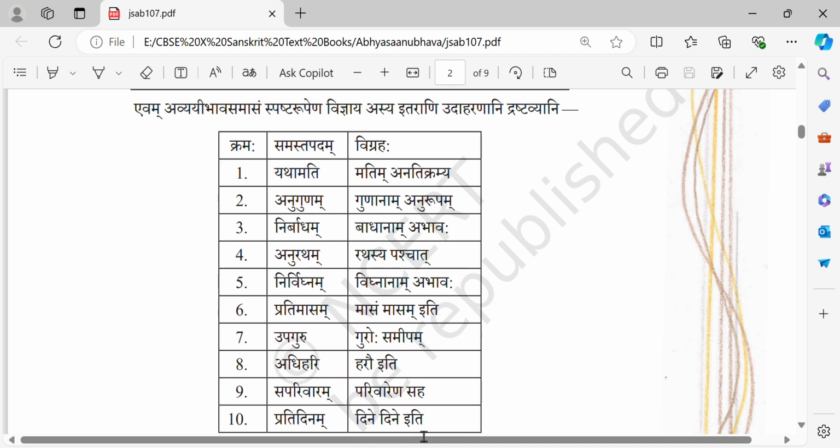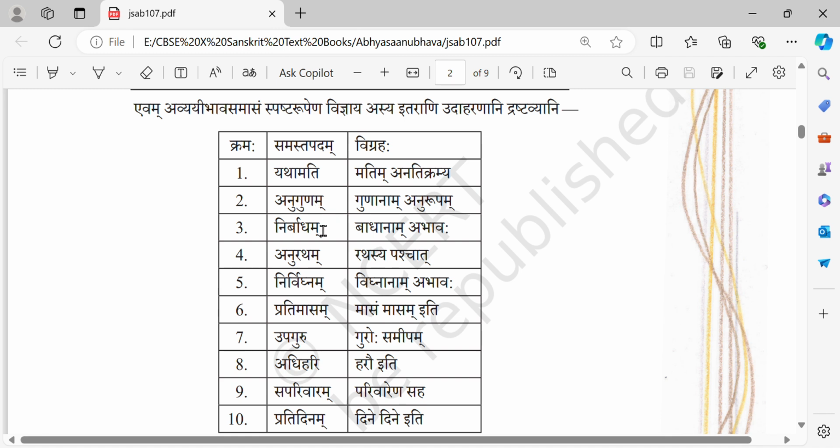Dine dine pratidinam. So pratimasam, pratidinam, both are same example. Dine dine pratidinam, masam masam pratimasam, varsham varsham prativarsham, kshanam kshanam pratikshanam, like that. So understand one format of the word, write it in the same way. Any number of words can be written. For example, whenever yatha, you have to use anatikramya. Matim, take the second word, matim anatikramya yathamati.